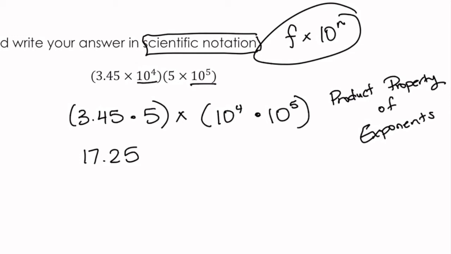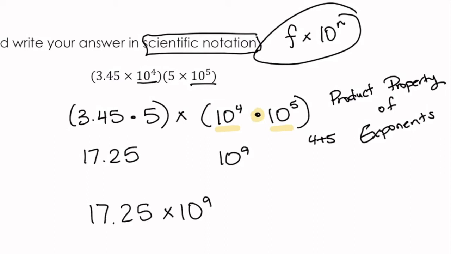So the product property of exponents says when you have exponential expressions with the same base and they're being multiplied, you want to keep that base and add the exponents. So they have the same base of 10, so I'm going to keep that base of 10 and add the exponents, 4 plus 5, to get my new exponent, which will be 9. So after multiplying these two numbers, I get 17.25 times 10 to the 9th power.